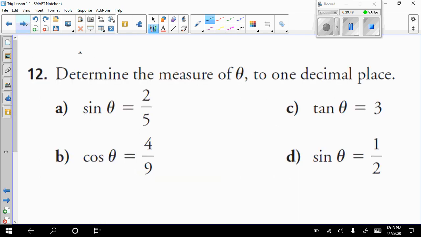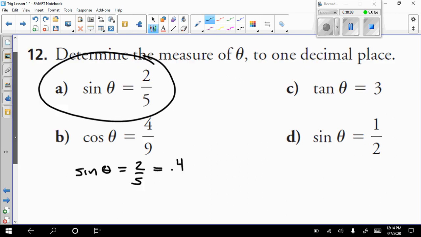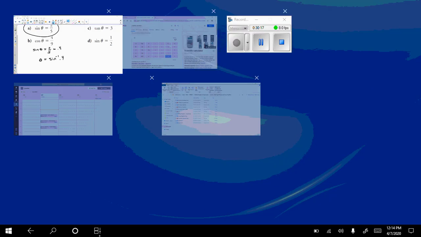Finally, for 12, it says determine the measure of the angle of theta to one decimal place. So here we go. Remember that if I know that sine of theta is 2 over 5, which I know is 0.4, it's 4 over 10. And so in order to get the angle, what we do is we would do the inverse. Remember we were doing that. Sine inverse of 0.4.